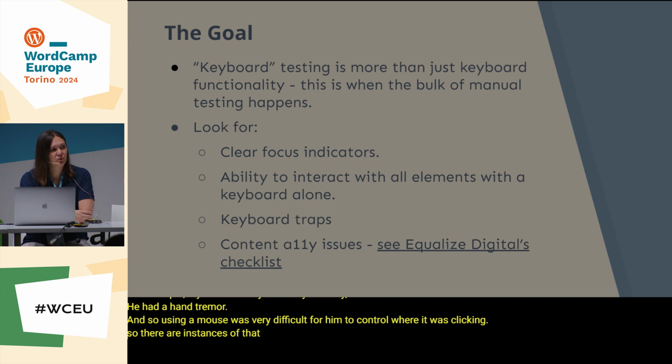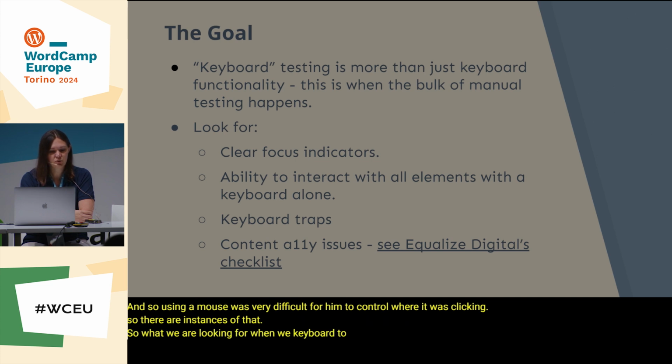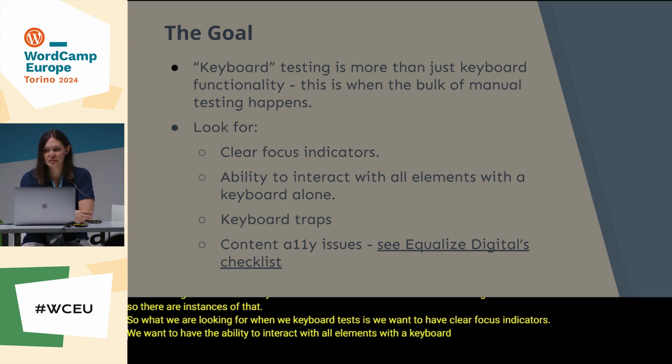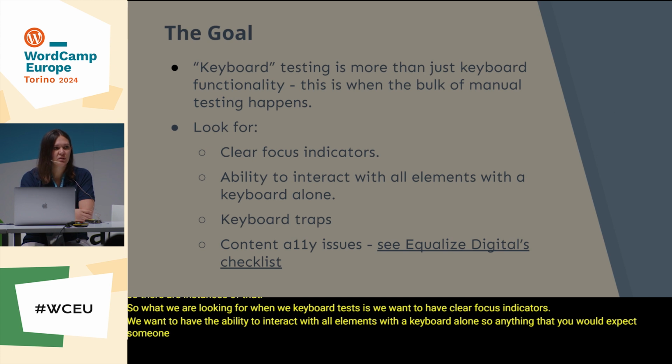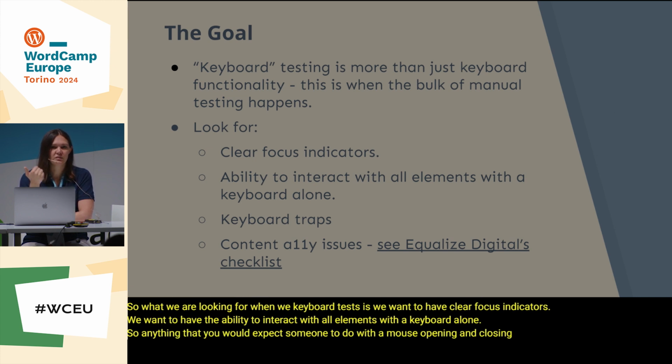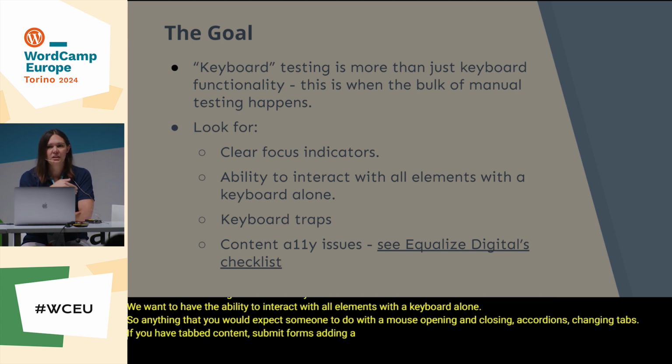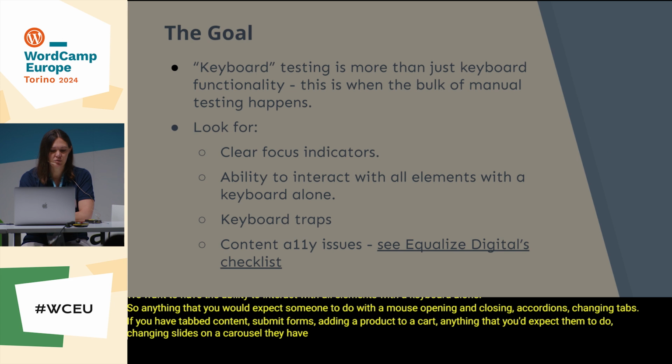So what we are looking for when we keyboard test is we want to have clear focus indicators. We want to have the ability to interact with all elements with a keyboard alone. So anything that you would expect someone to do with a mouse, opening and closing accordions, changing tabs if you have tabbed content, submitting forms, adding a product to a cart, anything that you'd expect them to do, changing slides on a carousel, they have to be able to do without using a mouse.